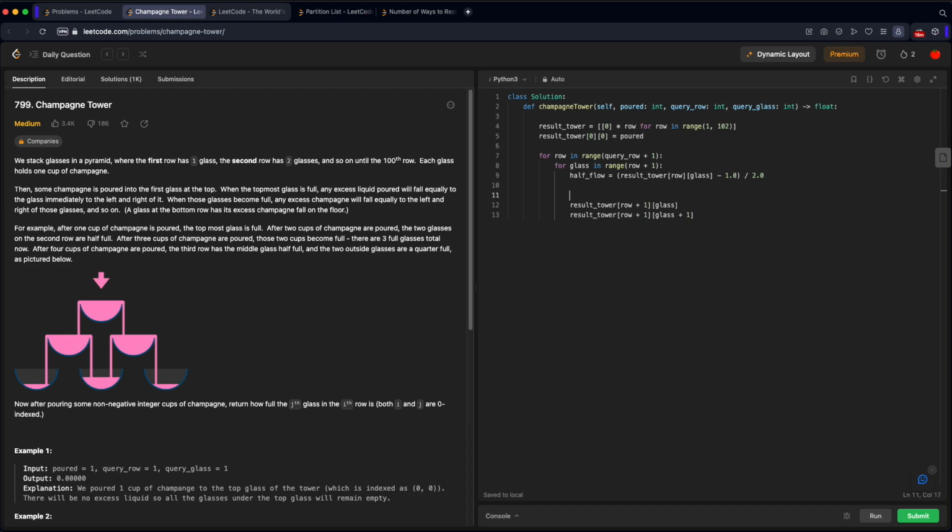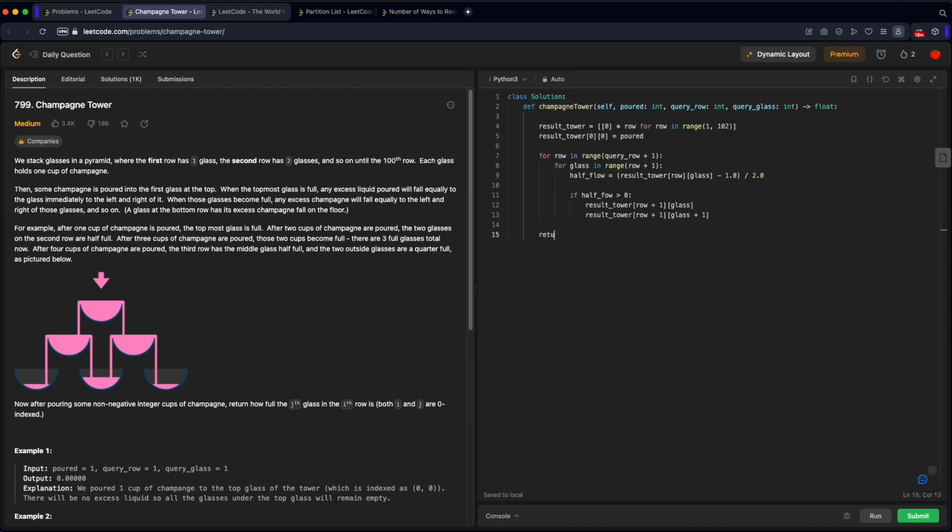Let's see, we have to make sure if our half flow is greater than 0. So as long as we have some flow, then we'll flow to these glasses. If we don't have any flow, there's no point in filling up these glasses, or you can't fill up these glasses. Okay, now finally, we're going to be pouring our champagne. Half of it's going to flow left, half of it's going to flow right. Now we fill up our entire tower.